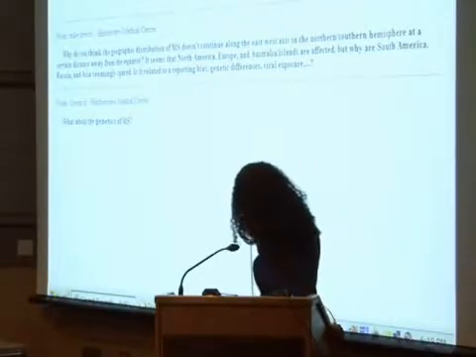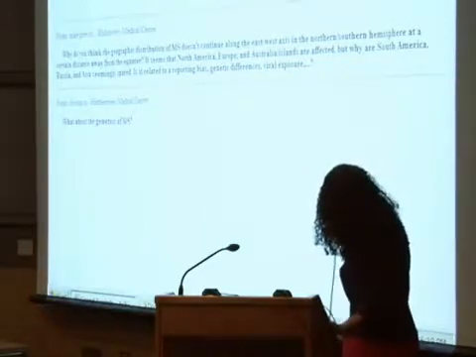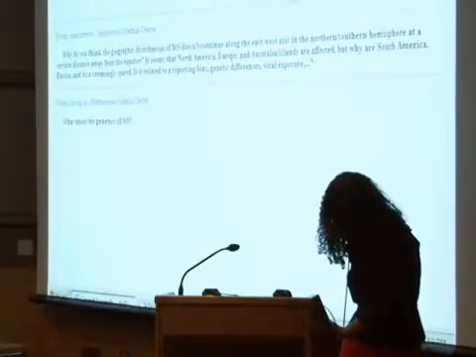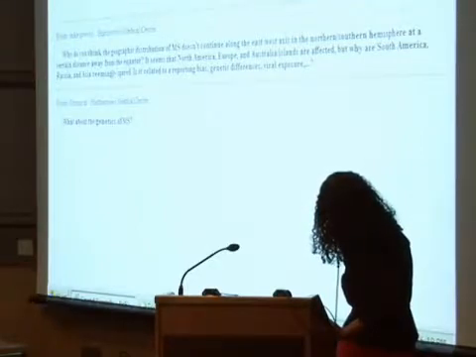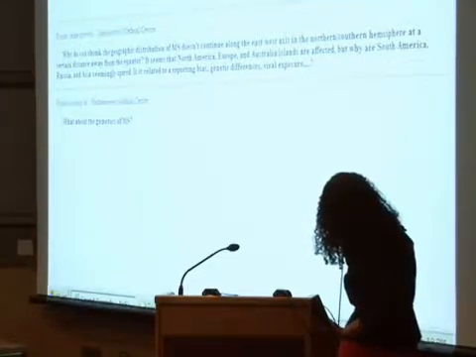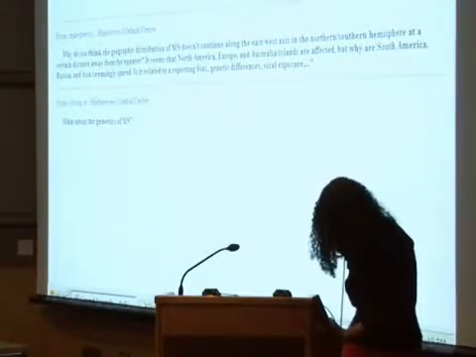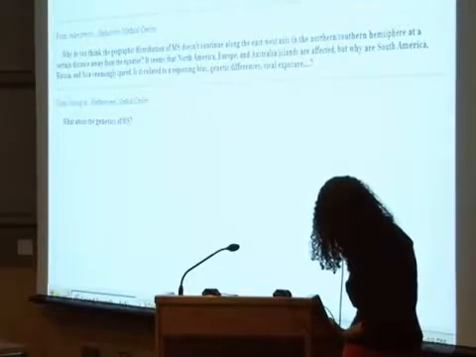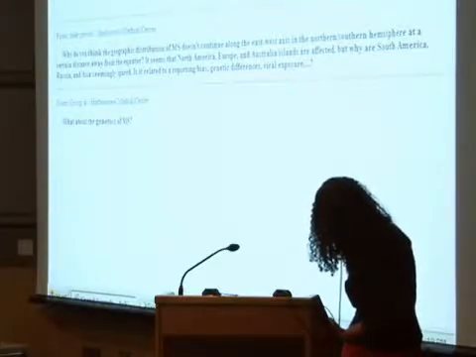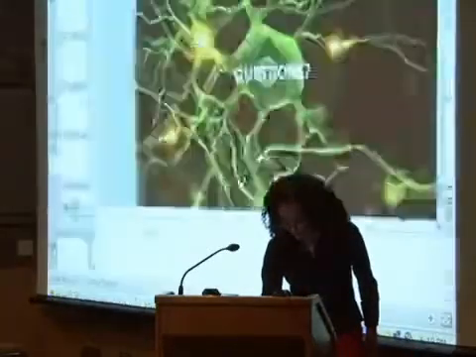Oh, okay. Questions up here. Why do you think the geographic distribution of MS doesn't continue along the east-west axis in the northern and southern hemispheres at a certain distance away from the equator? It seems that North America, Europe, Australia, and the islands like New Zealand are affected, but why are South America, Russia, and Asia seemingly spared? Is it reporting bias, genetic differences, viral exposure? It's a great question. I think if you go back to that geography test.